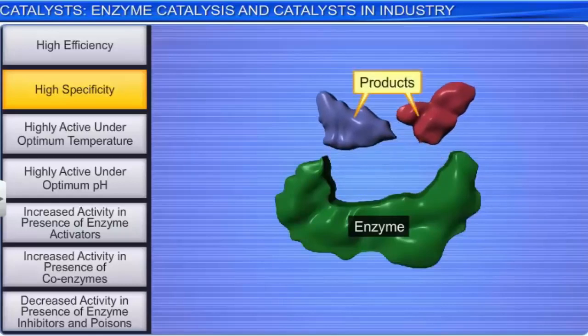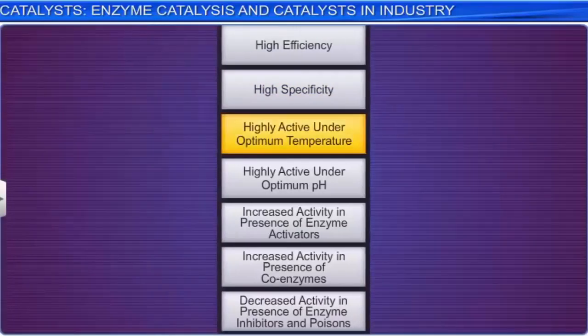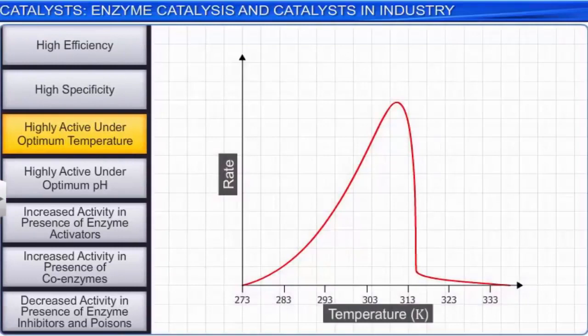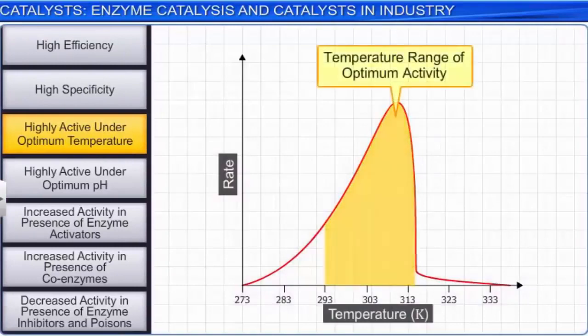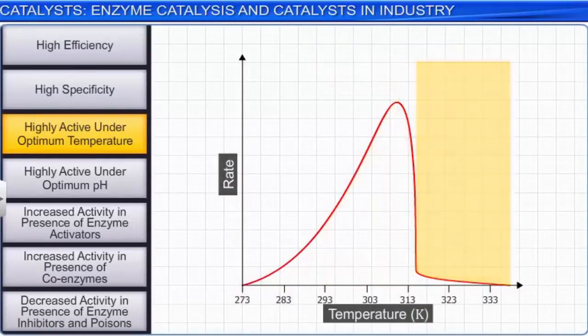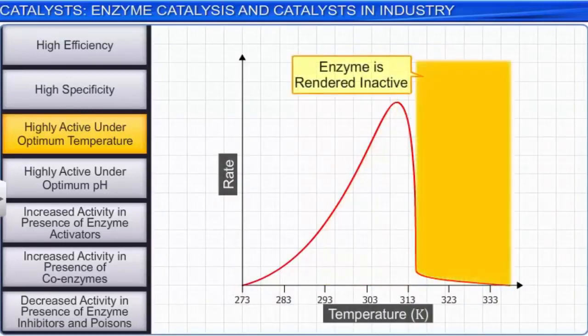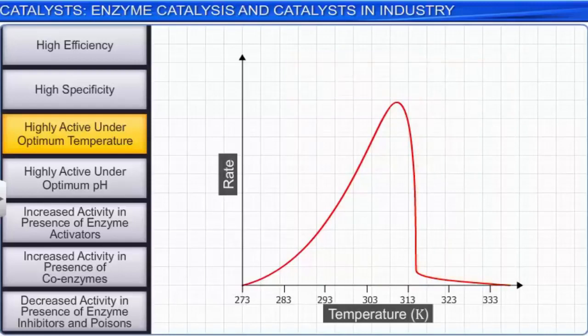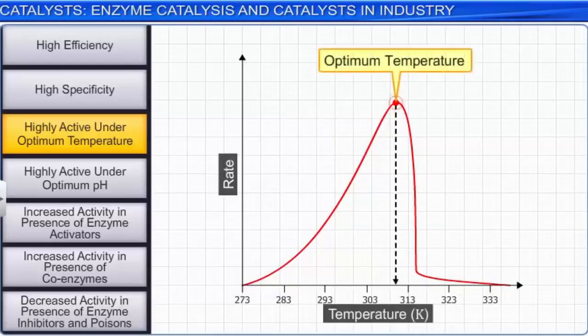Let us now discuss the effect of temperature on enzyme activity. Every enzyme has a temperature range of optimum activity. Outside that temperature range, the enzyme is rendered inactive. At a definite temperature, the rate of reaction reaches its peak. This is called the optimum temperature of the reaction. On either side of the optimum temperature curve, enzyme activity decreases.